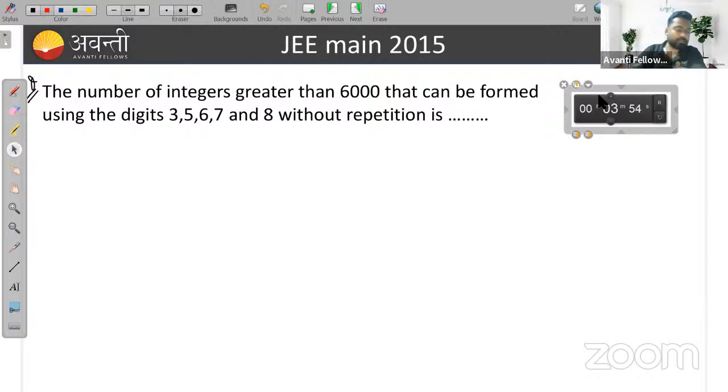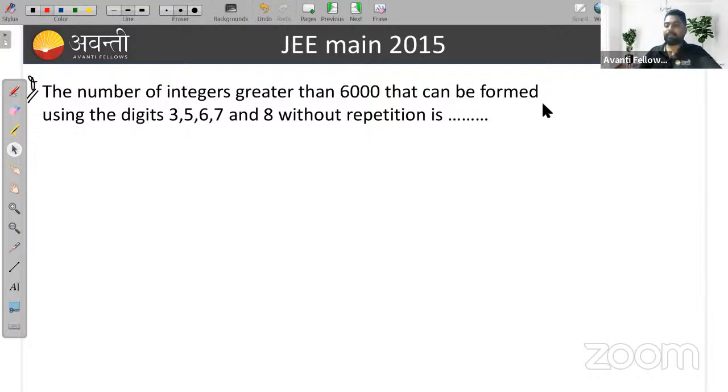Okay, anyone got the answer? Anyone got the answer? Please write your answer in the chat box, everyone. Who got the answer? You can write the answer in the chat box. Quick guys. Okay, time's up. Let's see what the answer is.